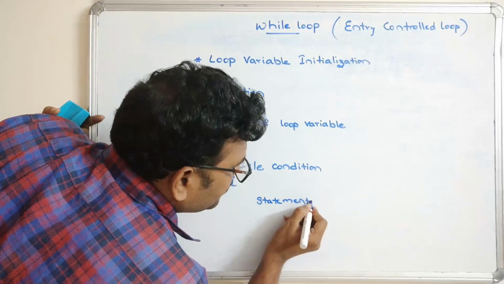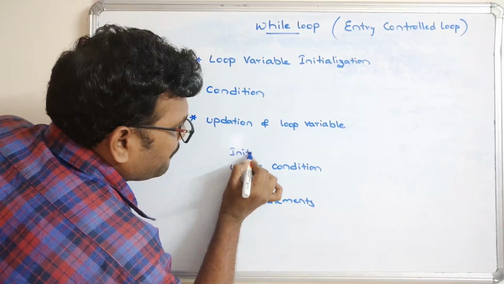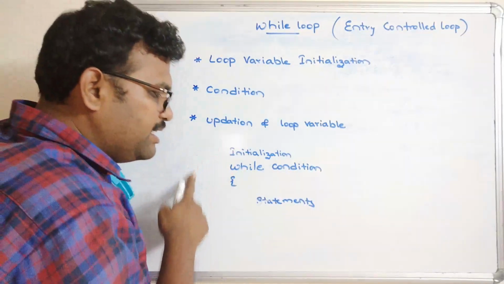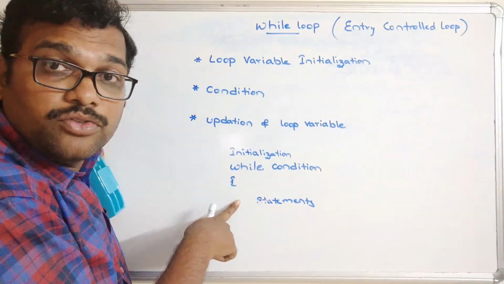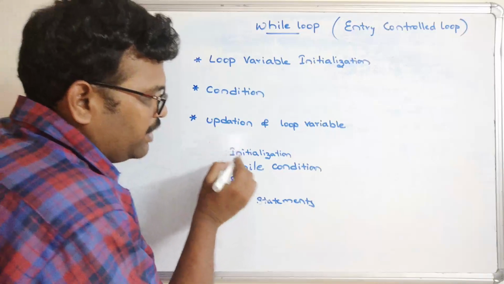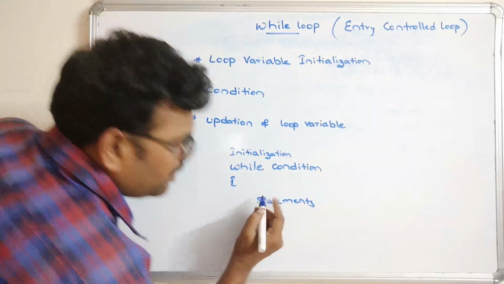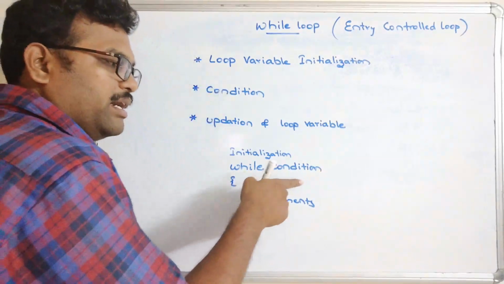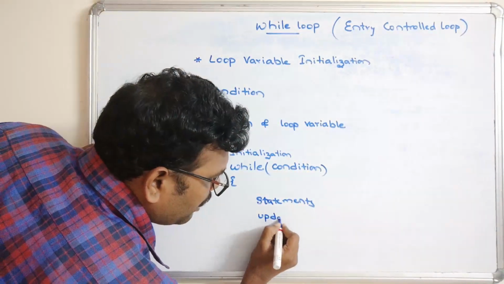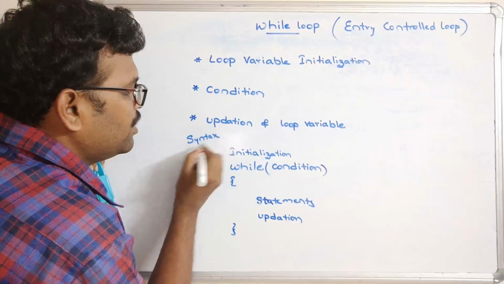And here we need to give the initialization. If you write this initialization inside the while loop, then for every iteration the value will be initialized to the same initial value, right? So initialization should be done above the while loop, before control enters into the while loop. After that we write the while condition and statements, and after that we write the updation. So this is the syntax of the while loop.